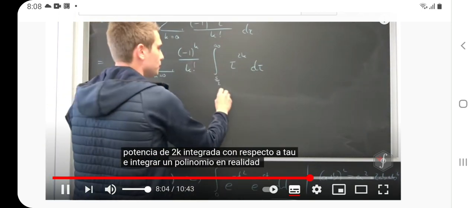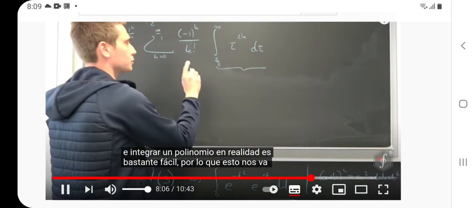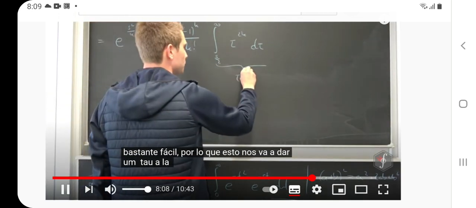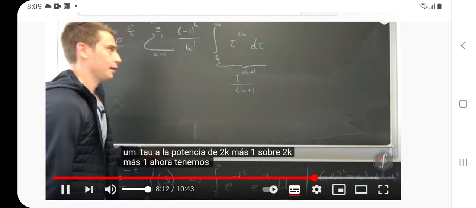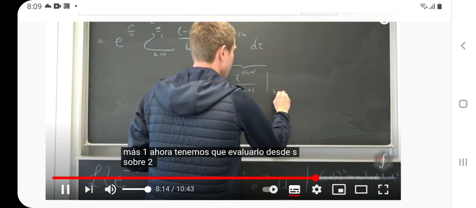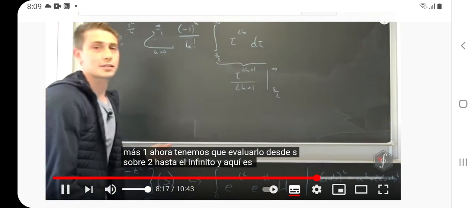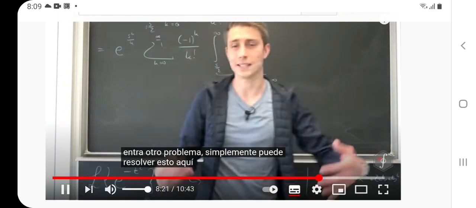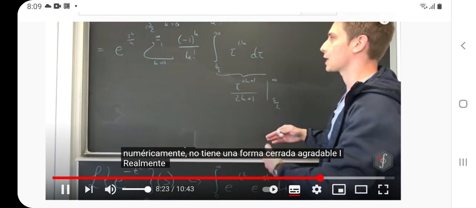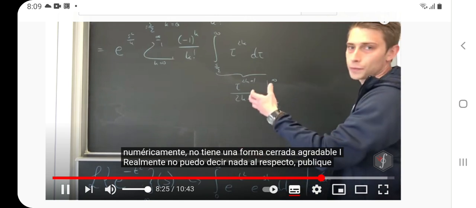And integrating a polynomial is actually quite easy. So this is going to give us tau to the 2k plus 1th power over 2k plus 1. Now we have to evaluate it from s over 2 to infinity. And this is where another problem comes in. You can just solve this thing right here numerically. It doesn't have a nice closed form. I can't really say anything about it.